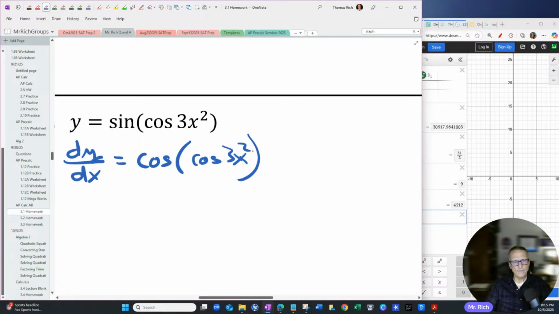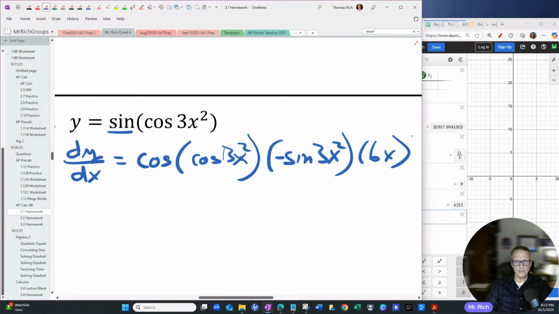But then I have to multiply that. So this is the derivative of the outer. Derivative of sine is cosine. But I have to multiply now by the derivative of the inside part, and that is this. So what is the derivative of cosine? It is negative sine of that same quantity, 3x squared. But then I have to multiply by the derivative of the inside part of this, which gives me 6x.